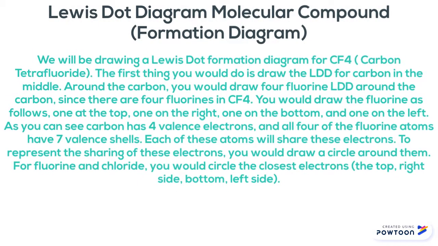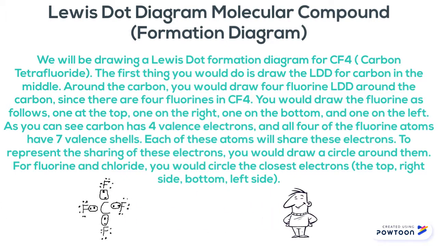We are drawing a formation diagram for carbon tetrafluoride. The first thing you would do is draw the Lewis dot diagram for carbon in the middle. Around the carbon, you would draw 4 fluorine Lewis dot diagrams. As you can see, carbon has 4 valence electrons and all 4 of the fluorine atoms have 7 valence electrons. Each of these atoms will share these electrons. To represent the sharing of these electrons, you would draw a circle around them. For fluorine and carbon, you would circle the closest electrons.